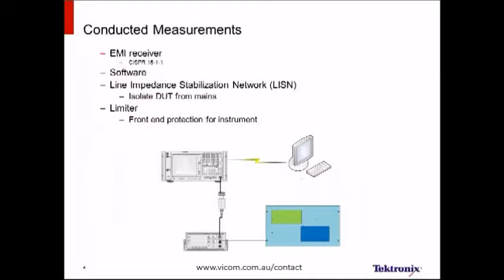In conducted measurements, the basic setup is an EMI receiver, typically defined by CISPR 16-1-1, some software, and the software could be supplied by the manufacturer of the receiver, or there are third parties available. We also have a LISN, and we have a limiter. Now, the LISN is very important in this particular setup because not only does it connect our device under test to the AC mains, but it also protects our instrument and provides a 50 ohm interface for us to take our measurements from. The limiter is in place for additional protection so that we don't damage the front end of the EMI receiver.